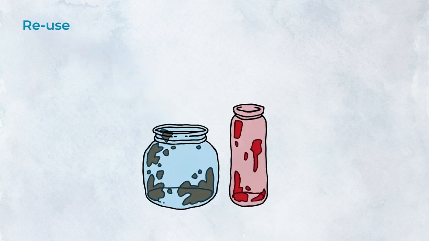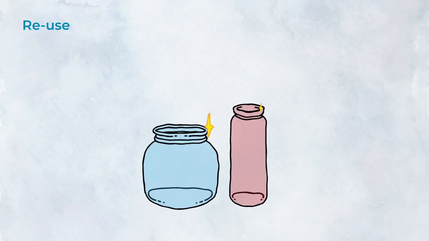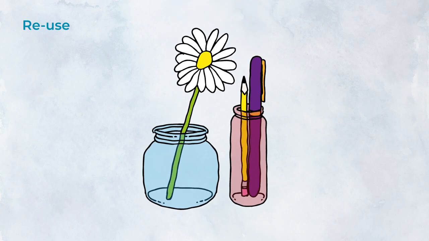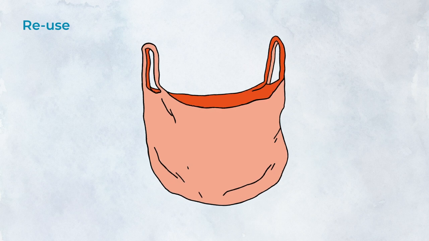The second term is reuse, which means using objects over and over again instead of throwing them away after one single time. Glass and hard plastic small food jars and pots can be washed and reused to store your food, or even make home decorations or keep your pens and pencils in. You can reuse a plastic bag several times before it breaks. If you cannot find a way to reuse an item, you can always think to give it to someone else that might reuse it.